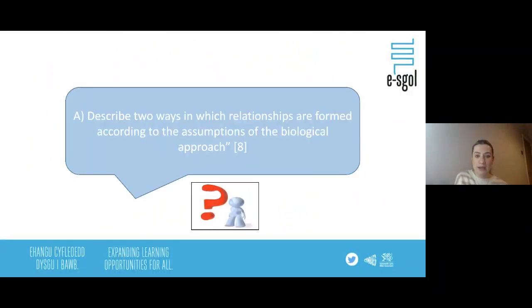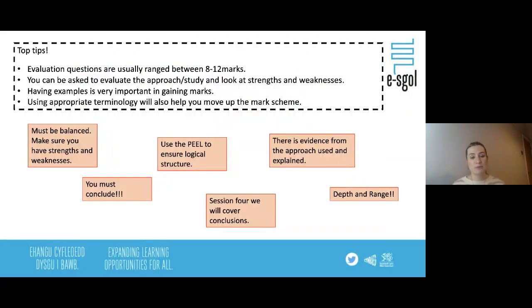Evaluation top tips, just before I go on to look at the relationship formation. Like I said before, and I won't repeat myself, 8 to 12 marks, making sure we're looking at strengths and weaknesses and things like that. But there are 6 points that would be my top tips. Your argument must be balanced, so make sure you've got enough strengths and weaknesses. You must conclude, and I've gone over how to make sure you've got that solid conclusion.